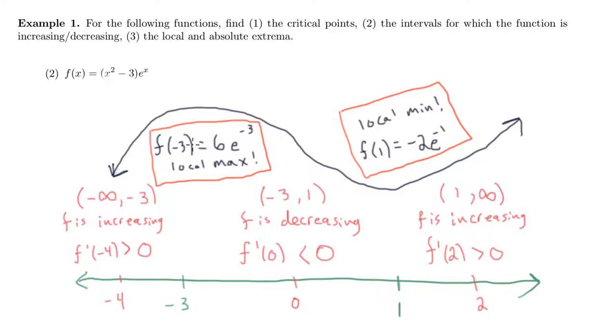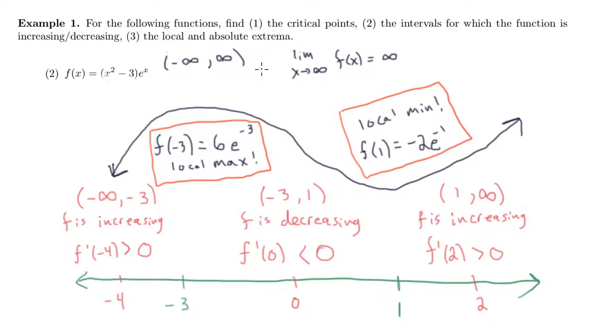And now remember to do that, because the domain of this function is really an open interval, negative infinity to infinity, we really need to take the limits as x goes to infinity. Okay? So let's look. If we take the limit as x goes to infinity of f of x, well, e to the x is going to infinity, and x squared minus 3 is going to infinity. So f of x is equal to infinity.